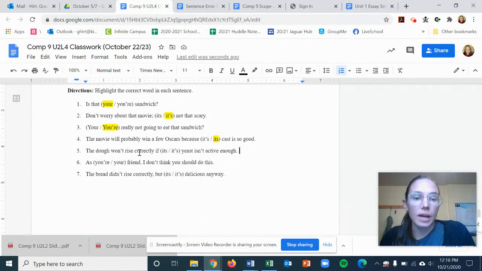The dough won't rise correctly if its yeast isn't active enough. So are we saying if it is yeast isn't active enough, or if the yeast belonging to it, the yeast of the dough, isn't active enough? So we know it is does not make sense. So we're using its, no apostrophe.